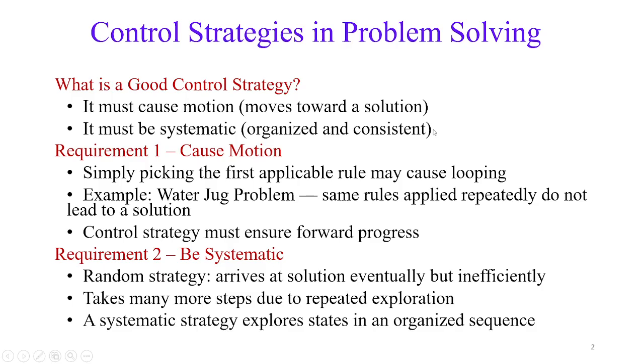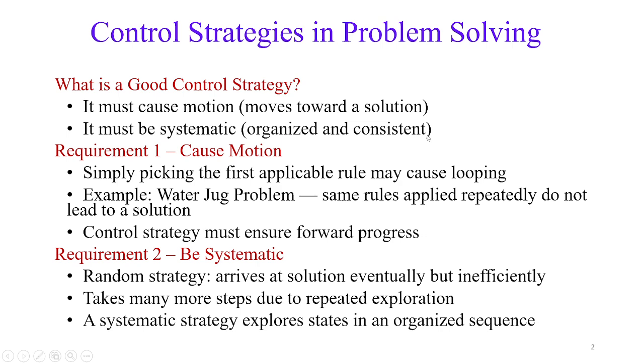When you try to solve a problem, we represent the problem as a search space. What is a search space? It is a collection of states and transitions between them. A control strategy is a method we use to decide which state to explore next. Very important, right?